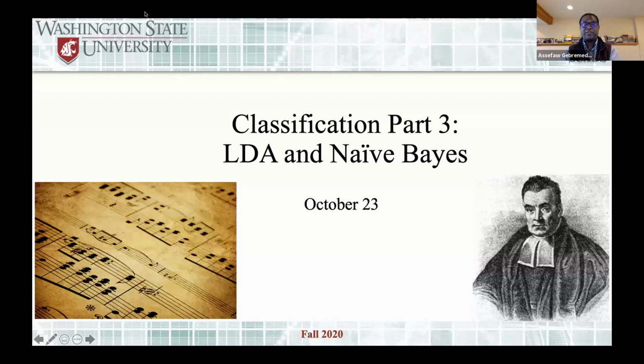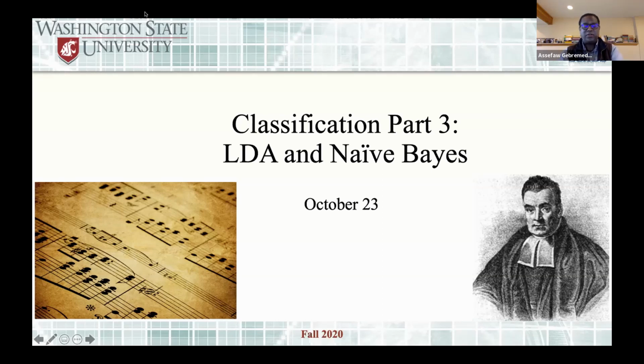We are discussing the topic of classification, and we started this on Monday. This will be our third part, and we'll continue next week with the same topic of classification and use the time to look at broader methods within classification. Today we're going to be looking at two classification methods: linear discriminant analysis, which is what LDA stands for, and Naive Bayes. And there is a relationship between them.